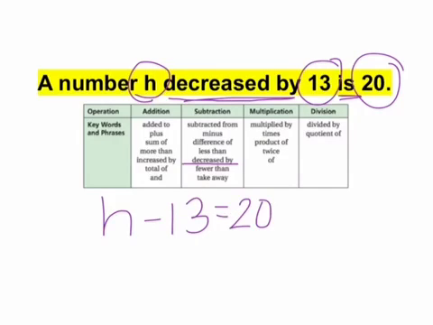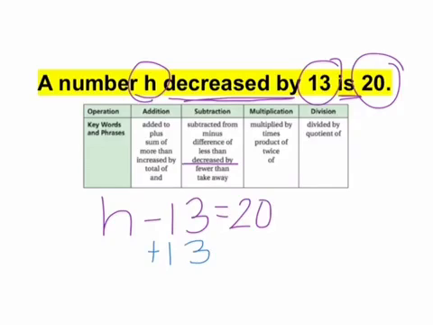Now, using the skills you learned yesterday, we're going to solve it. So, since we can see on the left side of the equal sign, we do have this variable h. We want to get the h by itself on the left side of the equal sign. So that means we have to get rid of this minus 13. So we're going to use the inverse operation, and the inverse operation of subtraction is addition. So we're going to add 13 to this left side.